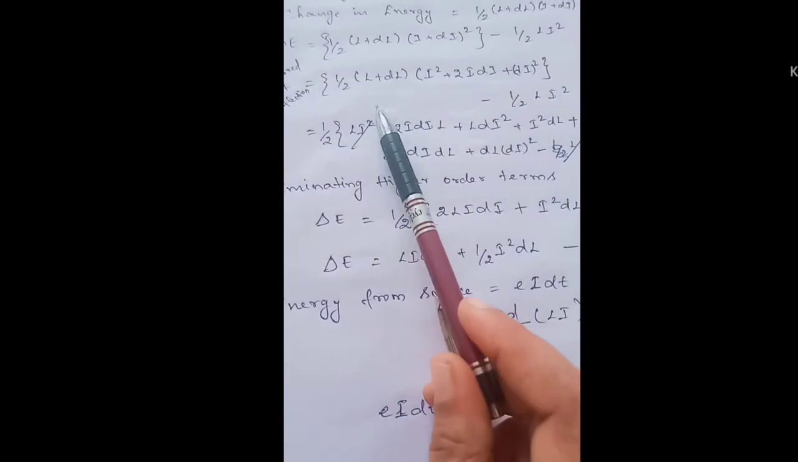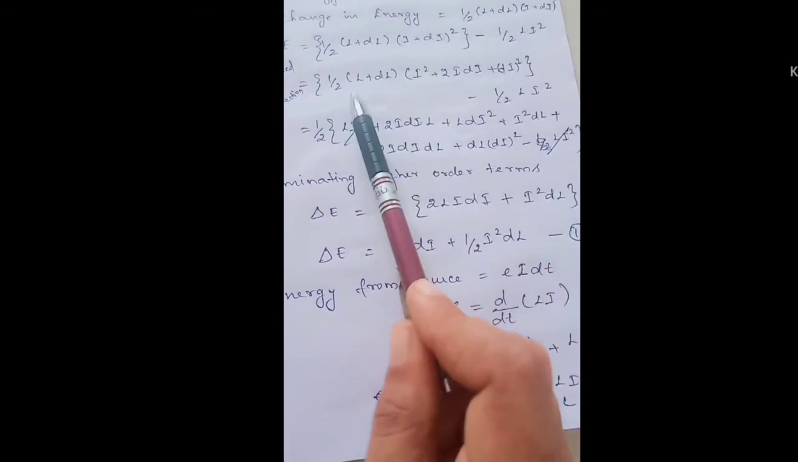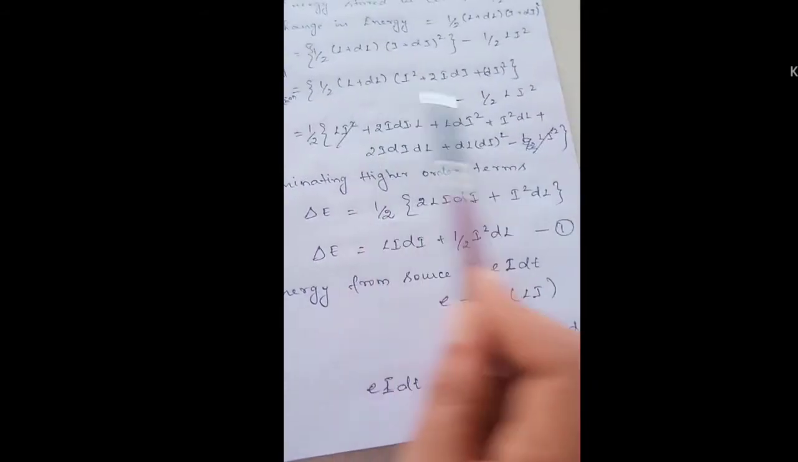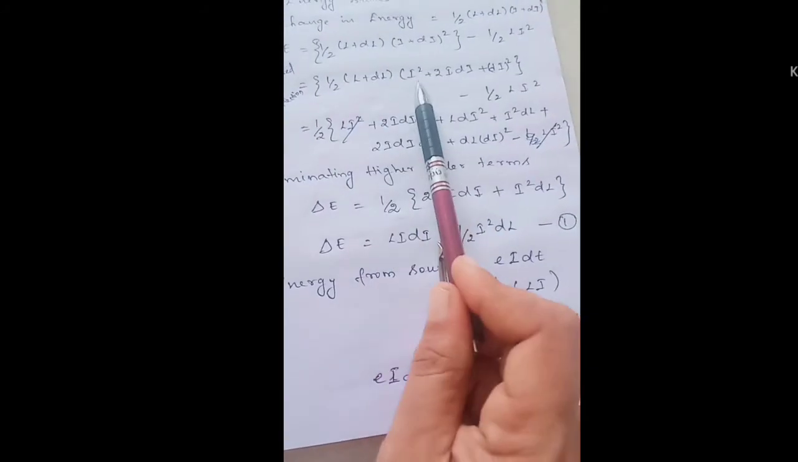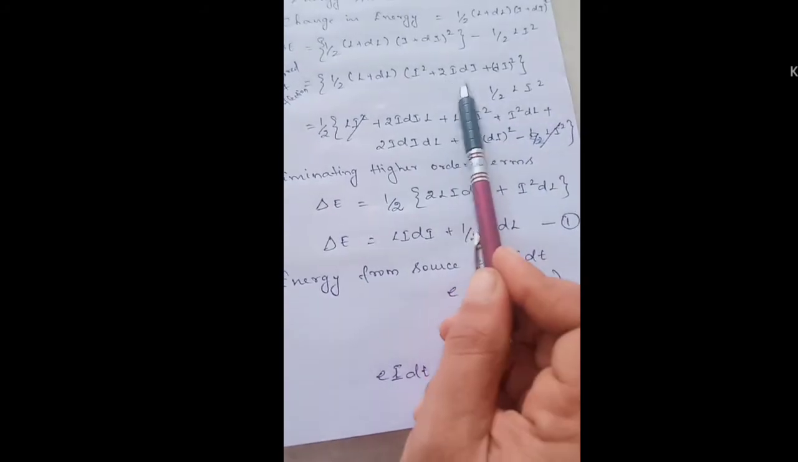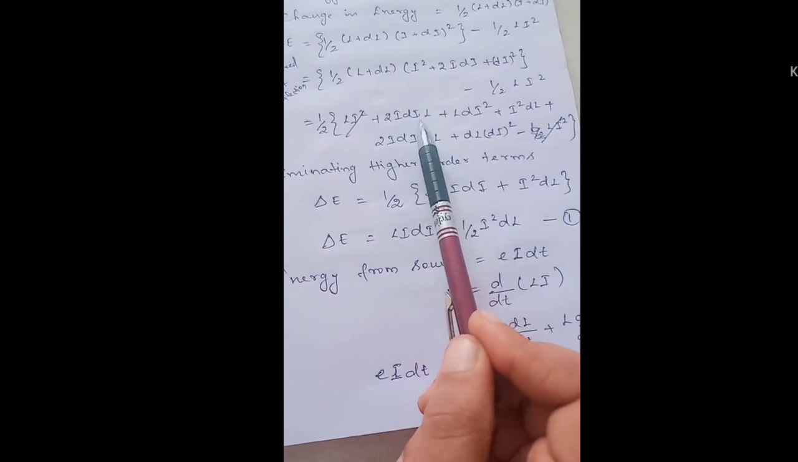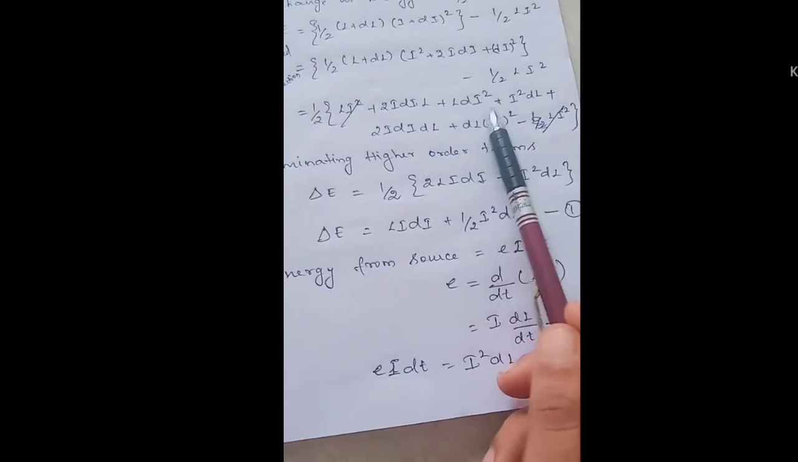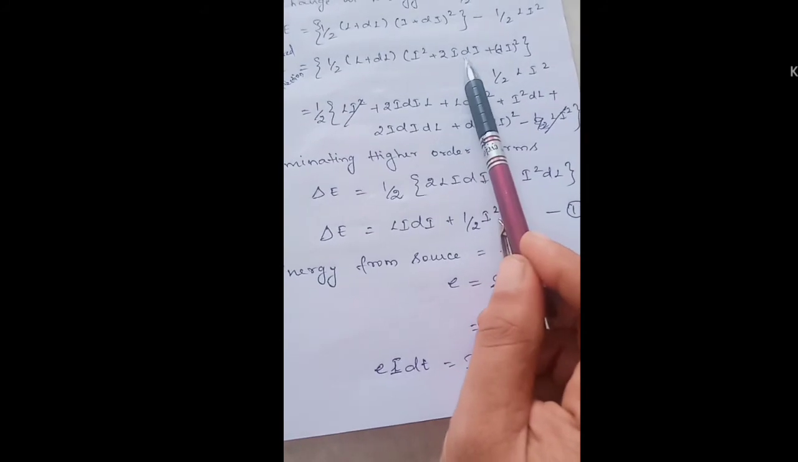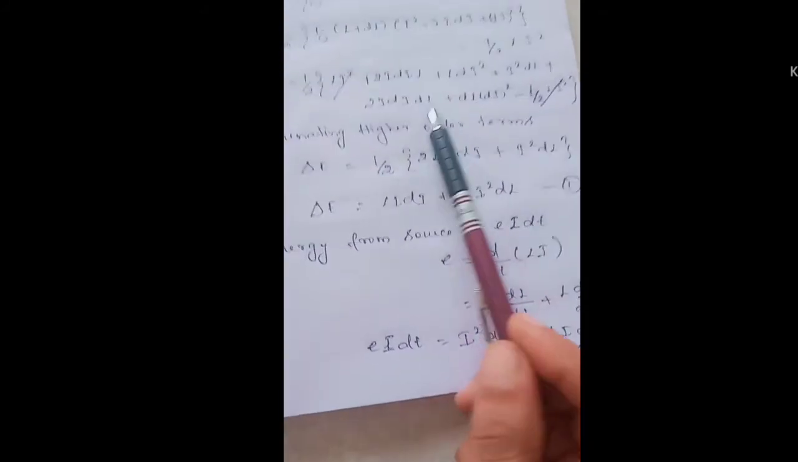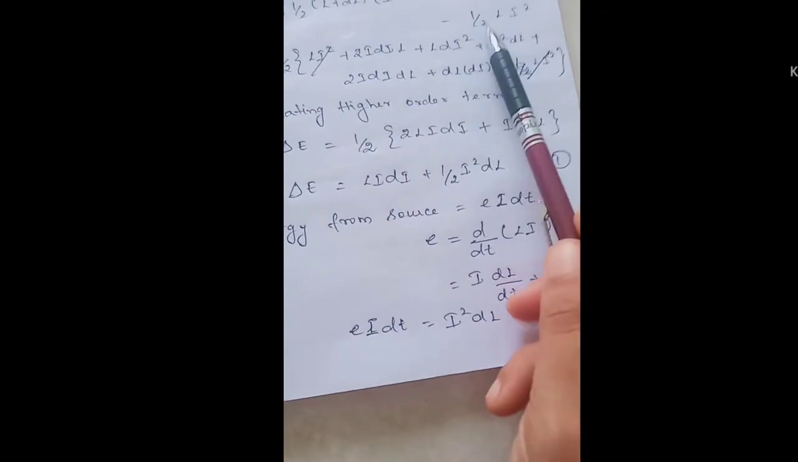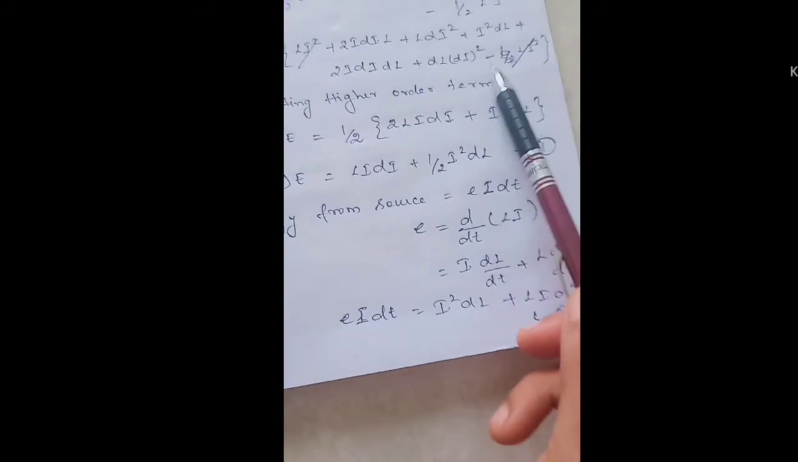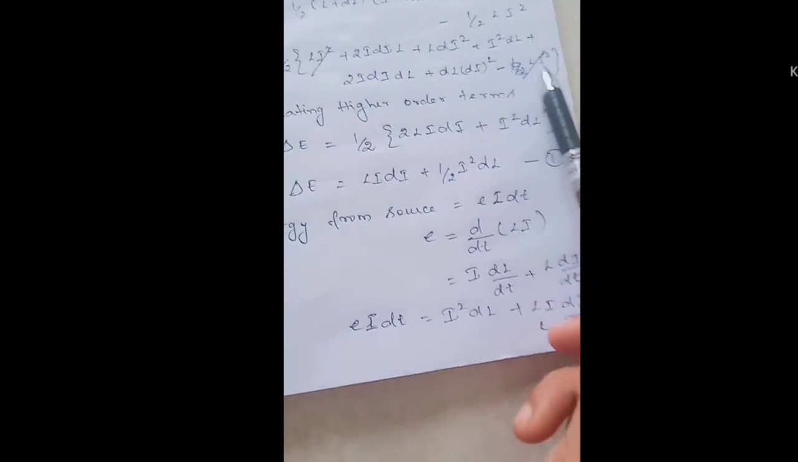In our next step, I have multiplied it once again. In both these terms, 1 by 2 remains constant, so I am taking it outside. L into I square is L I square. L into 2I dI will be 2 L I dI, and L into dI square is L dI square, plus I square dL plus 2I dI into dL plus dL dI square, minus L I square, with the 1 by 2 taken outside.